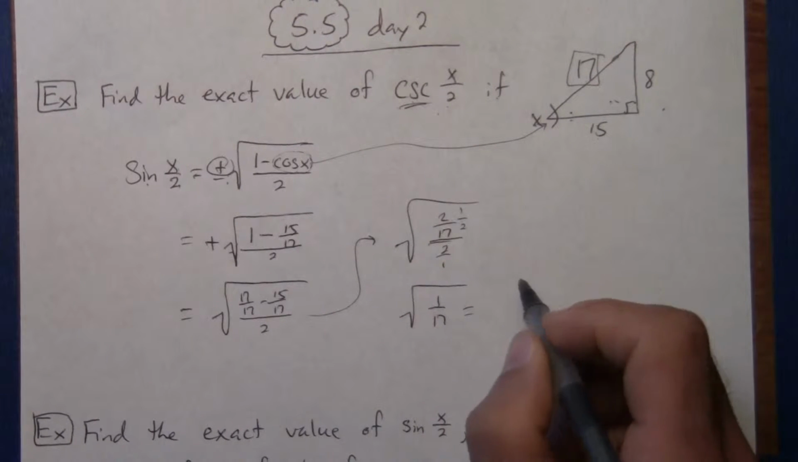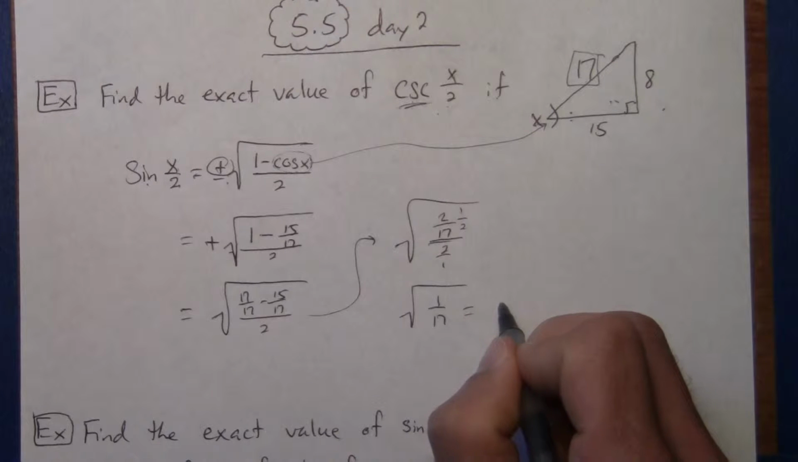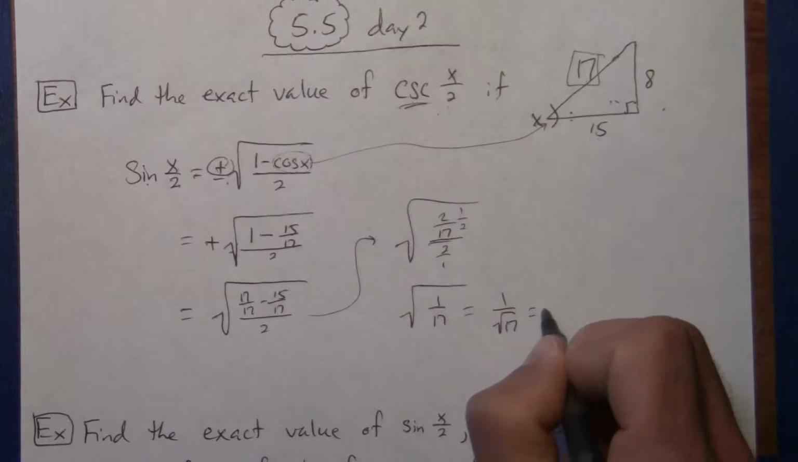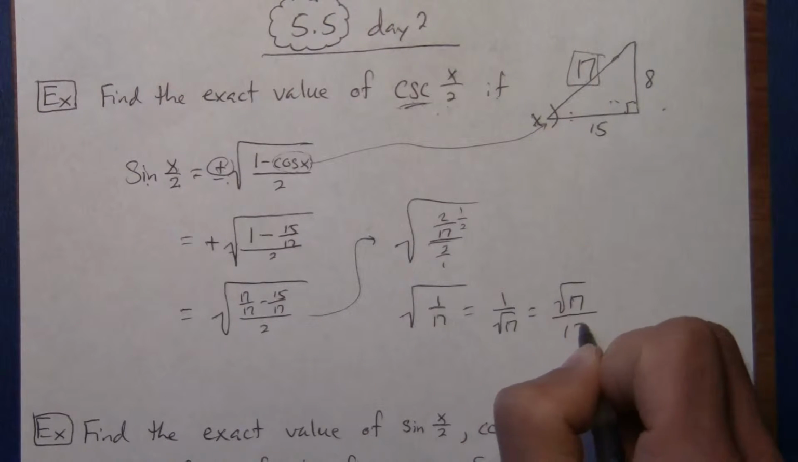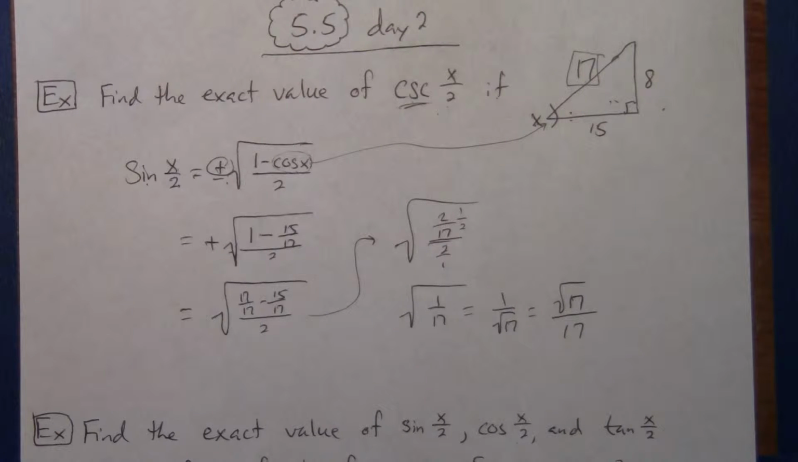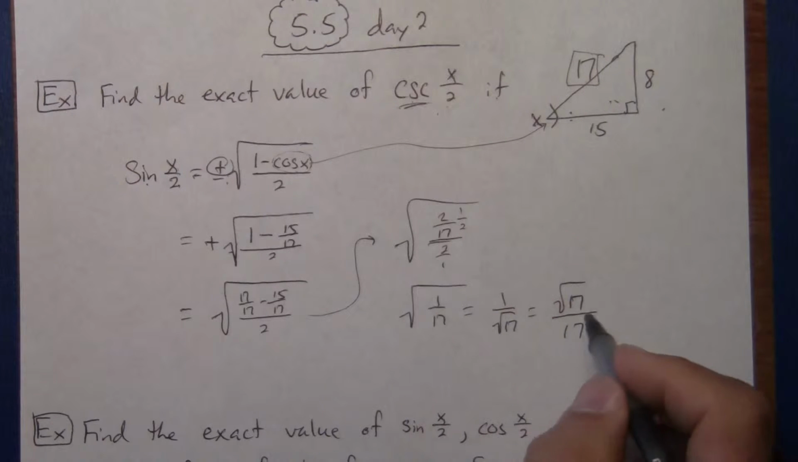And of course, if I take the square root of each separately and then rationalize, I am going to get 1 over the square root of 17. Rationalizing will give me the square root of 17 over 17. And so for that particular problem, your answer should just be square root of 17 over 17.